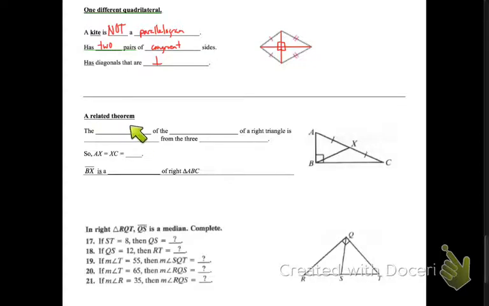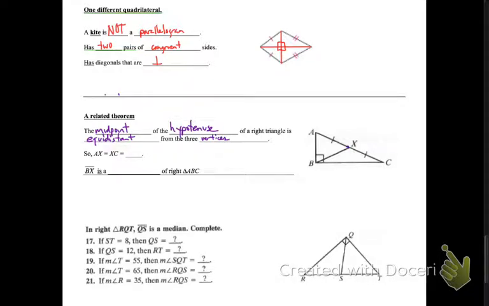This here, though, is important. You will need to know that. In fact, I would write that here, that you will need to know this related theorem. This is going to feel like it has nothing to do with it, and I'll show you in a second how it has everything to do with what we've been doing. The midpoint of the hypotenuse of a right triangle is equidistant from the three vertices.